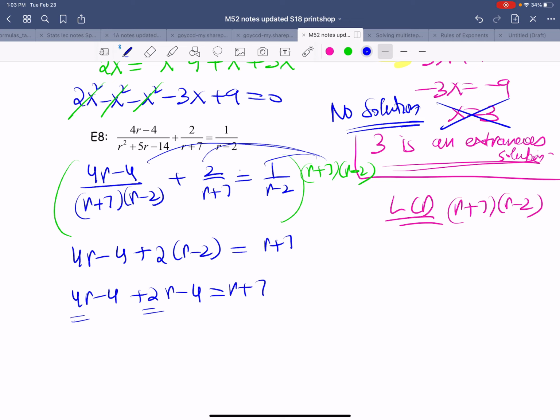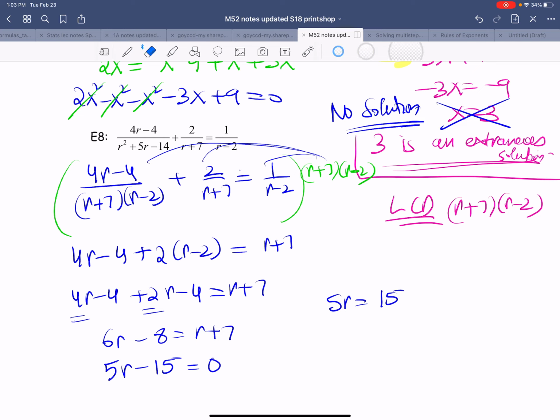Again, it looks like a linear equation. 6r minus 8 is r plus 7. 6r minus r is 5r minus 15 equals 0. And then we can say 5r equals 15. Actually, to make my life easier over here, I'm not going to bring 15 to the left-hand side. I will just add 8 to the other side and make it equal to 15. R turns out to be 15 over 5, which is 3.